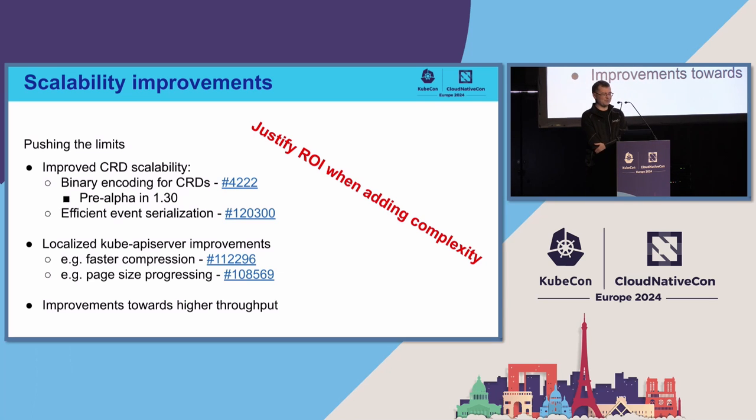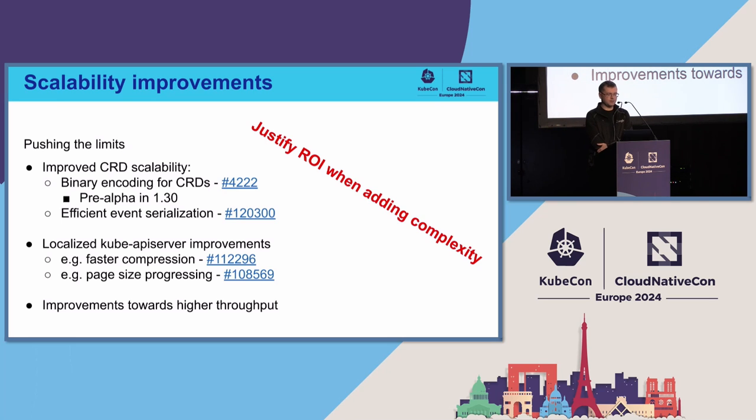We are again planning for alpha in 1.30. It missed that, unfortunately. There were a couple more localized improvements for CRD scalability, but also other more generic improvements, like faster compression, and so on and so on.